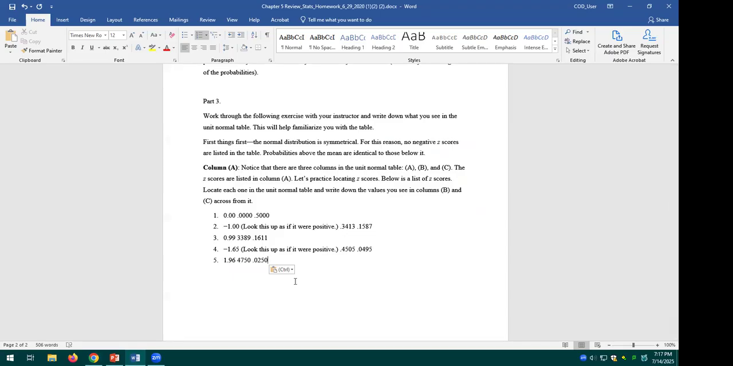Can you show where -1 is? There is no negative. It's always look at it like it's positive. So you're finding the 1.65 in the Z table. Can you show where that is? Let's go down a little bit more. And then 1.65, and those two numbers right there, that's your B and your C column. Oh, this one. No, I was talking about this one, sorry.